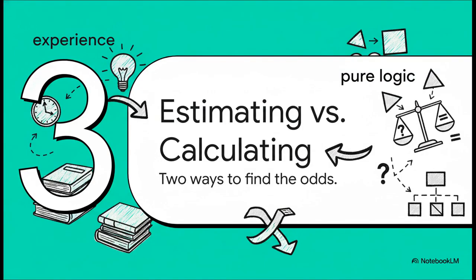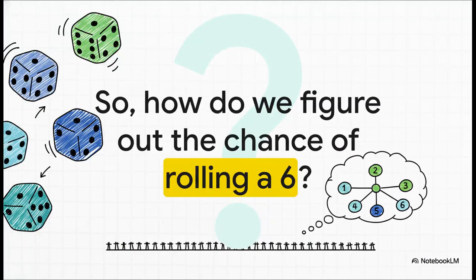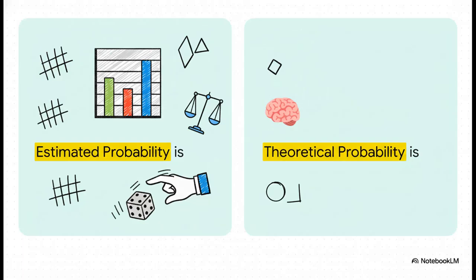So we know what can happen, but the real question is how likely is any of it? Turns out there are two main ways to figure that out. We can either learn from experience or we can use pure logic. Let's see which one is better for our game. So let's ask a classic question. What's the chance of rolling a 6? I mean, we could just roll the die 1,000 times and count how many 6s we get, but there's got to be a smarter, faster way, right? And here are our two paths. On one hand, you have estimated probability. That's the one where you actually collect data. You roll the die over and over, and the more you do it, the closer your results get to the real answer. On the other hand, you have theoretical probability.